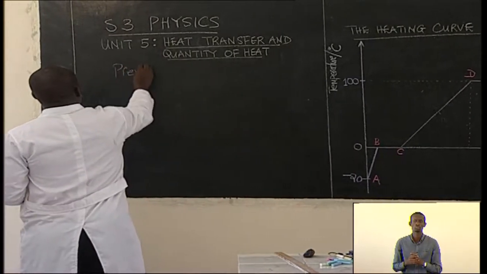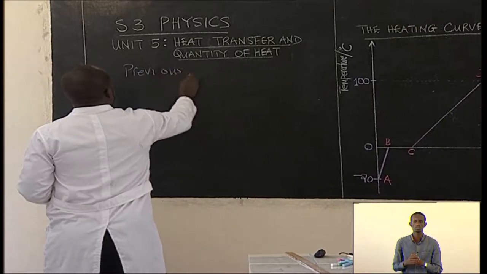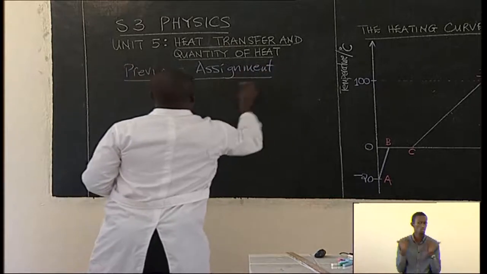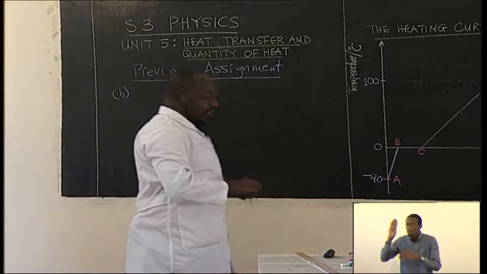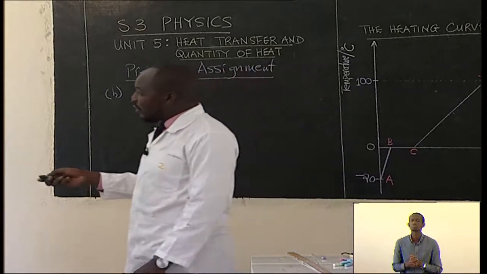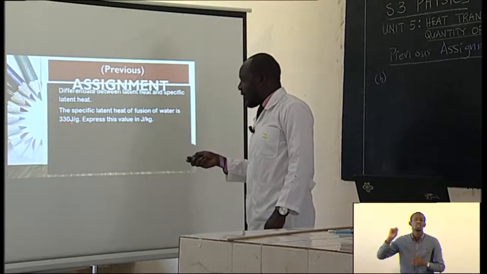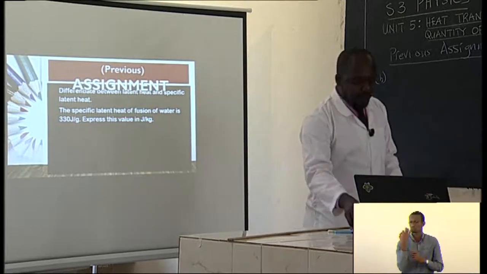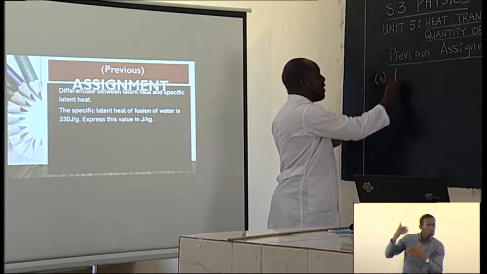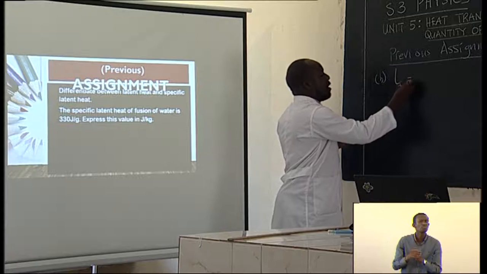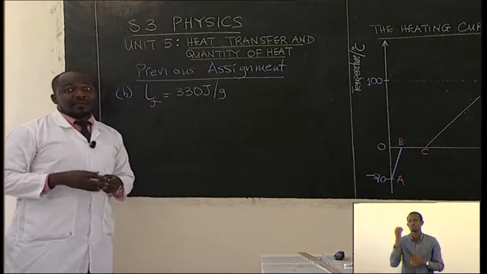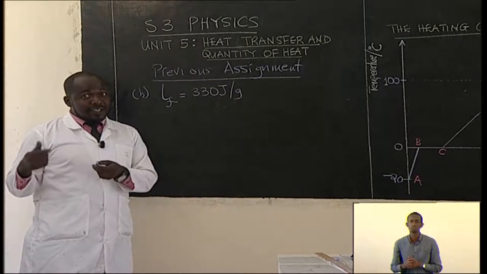Remember, this is our previous assignment. And as I said, I'm going to begin with part B. So let's read part B together. Part B says, the specific latent heat of fusion of water is 330 joules per gram. That is specific latent heat of fusion. Remember the symbol we use for specific latent heat of fusion is L, then F. So specific latent heat of fusion is 330 joules per gram. That's what they have given us. They want us to express that in joules per kilogram.